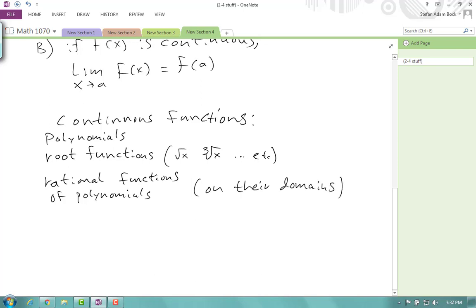Sine of x, cosine of x, those are continuous everywhere. And exponential functions. Those are going to be our most common candidates. Well, maybe not candidates. Culprits, I suppose.